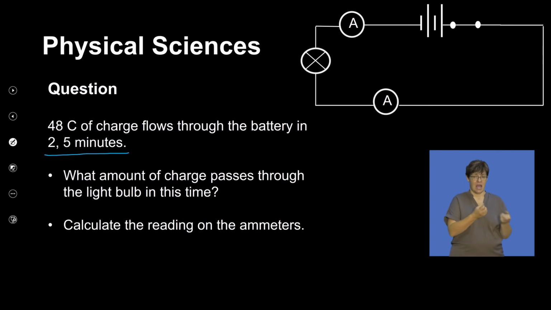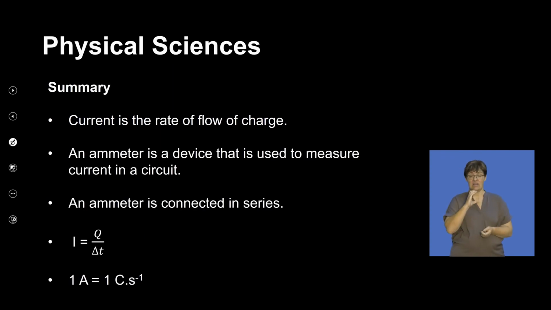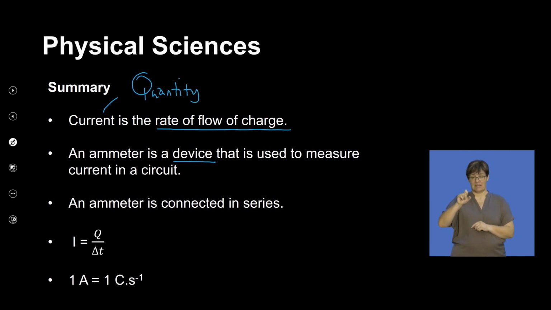Then if we can go back, the amount of charge that passes through the light bulb in this time is exactly the 48 coulombs. That's the amount of charge, okay? Right. And then in summary, we understand that current is the rate of flow of charge. This is an all or nothing type of definition. And then an ammeter is a device, that's an instrument. Current is a quantity, all right? Let's make sure that we understand that. And then an ammeter is a device that is used to measure this quantity that we call current.